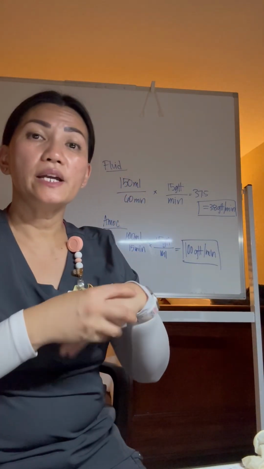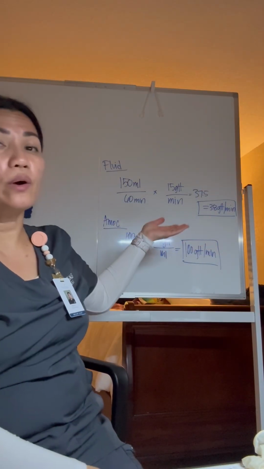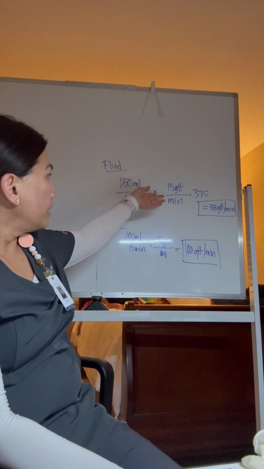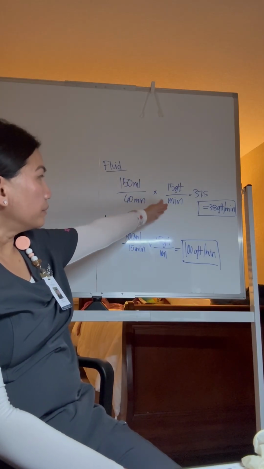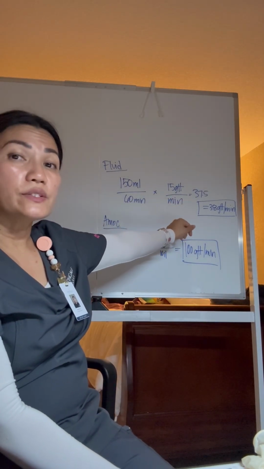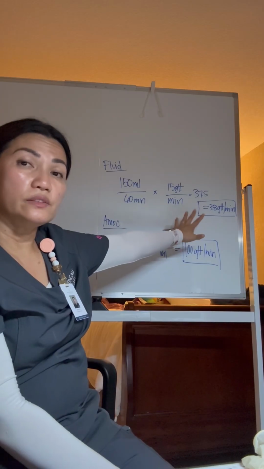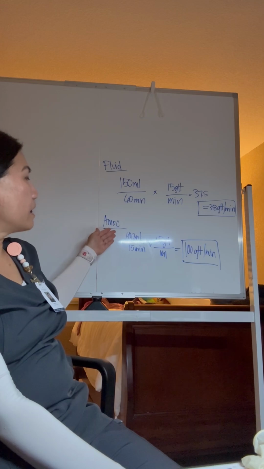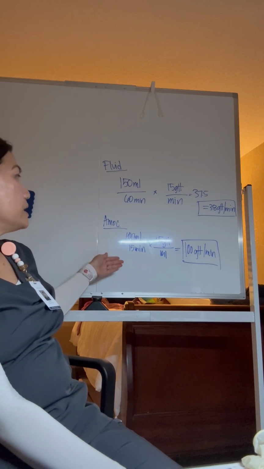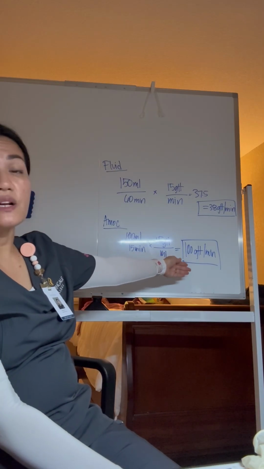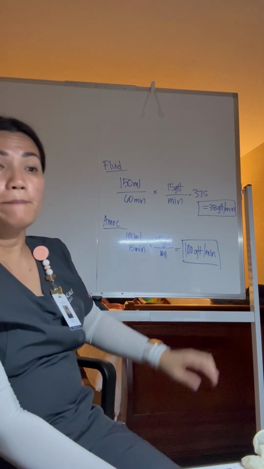I have performed hand hygiene. I have also done my calculation. So our fluid is 150 mLs over 60 minutes at 15 drops per mL. That gives us 37.5. We rounded to the nearest 10. That gives us 38 drops per minute. And then our medication, amoxicillin, is 100 mLs over 15 minutes at 15 drops per mL. That gives us 100 drops per minute.